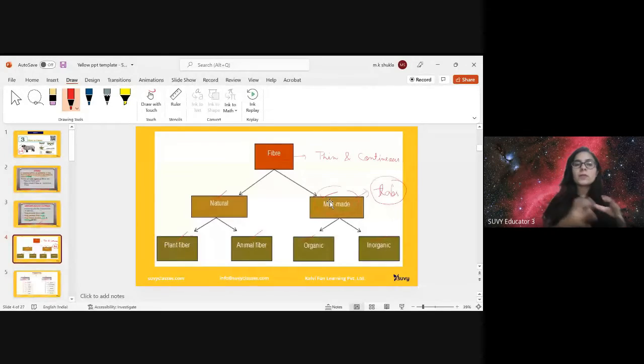Yeah, so we have discussed that fibers can be obtained from nature. That particular fiber is known as natural fiber. And if the fibers are obtained from man-made means, it will be called man-made or synthetic fiber. Natural fiber, how do we obtain it, either from plants, which will be called plant fiber, or from animals, which will be called animal fiber. And man-made fibers are prepared by human beings in the labs by two methods, that can be organic and inorganic. Okay.